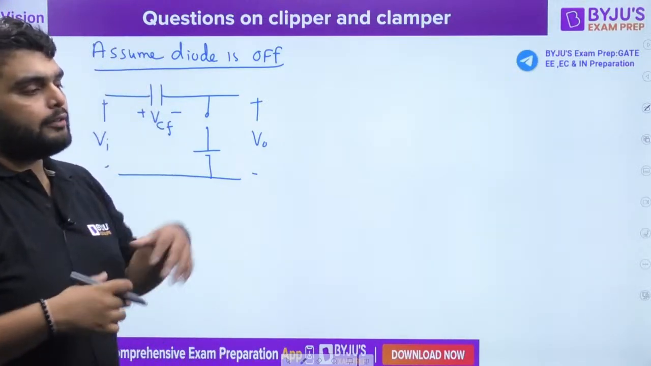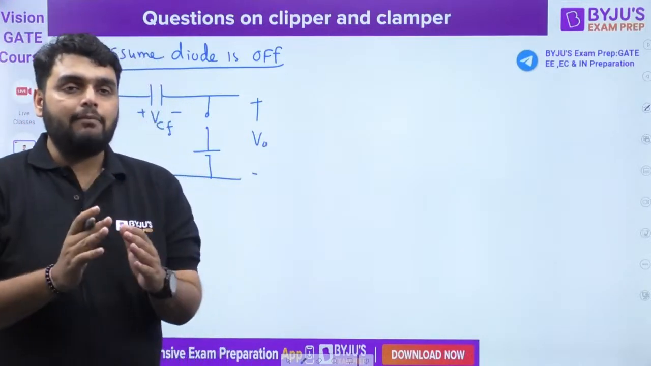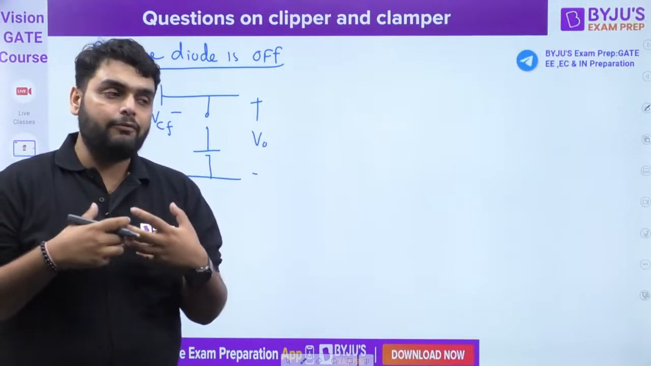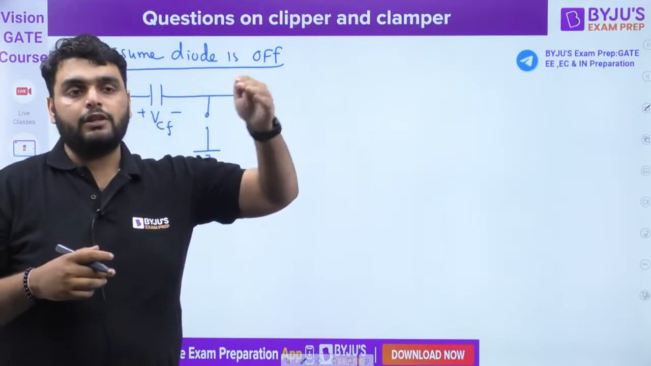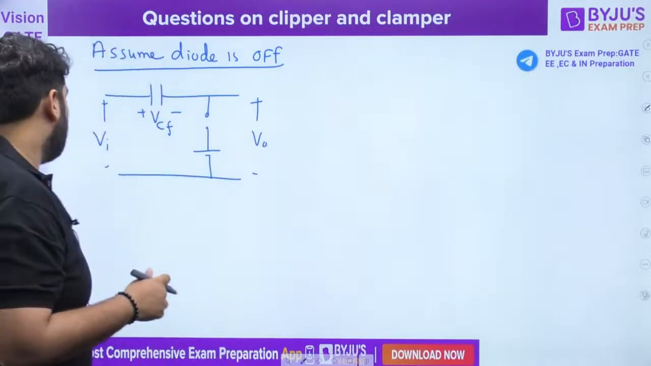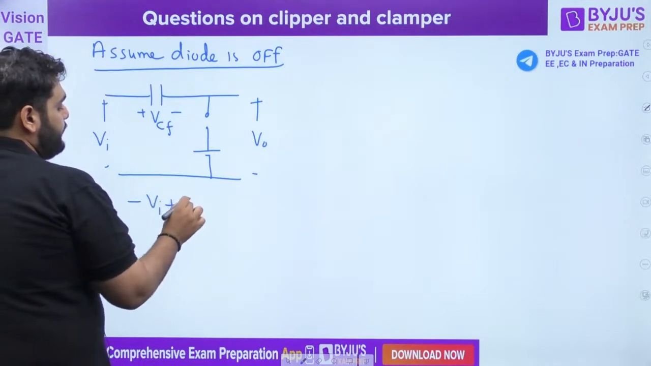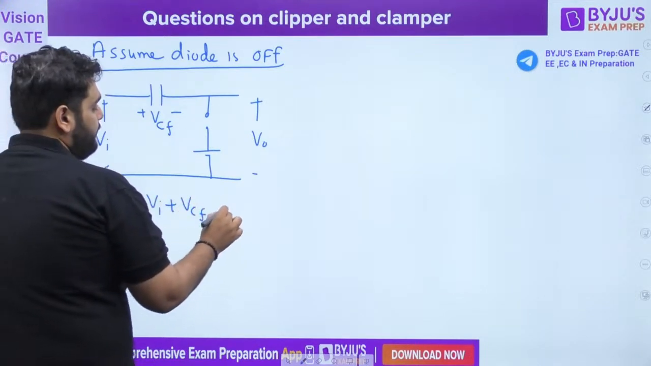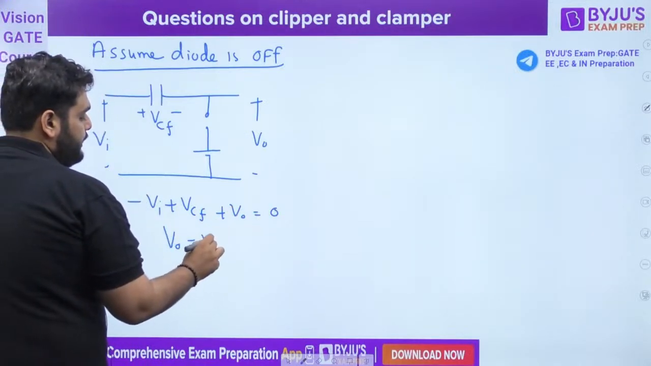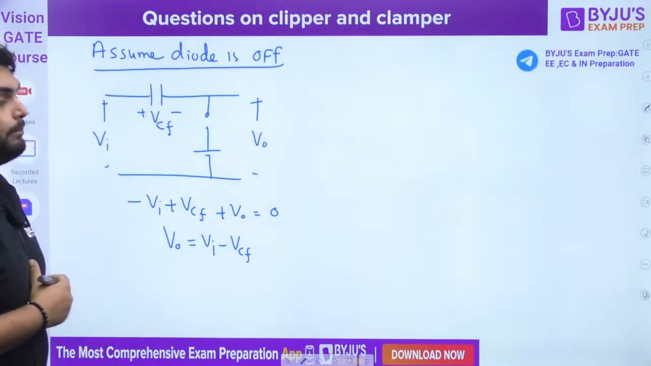And why? Because we have taken a particular assumption earlier that the time constant is very, very high. When the time constant is very high, the charging and discharging will be very less. That's why the capacitor voltage remains constant. So here I can say, what is the output voltage? Minus VI plus VCF plus V naught is equal to 0. So the output voltage comes out to be VI minus VCF.